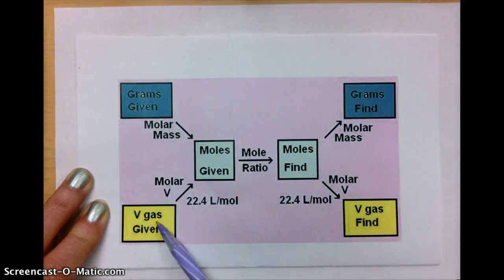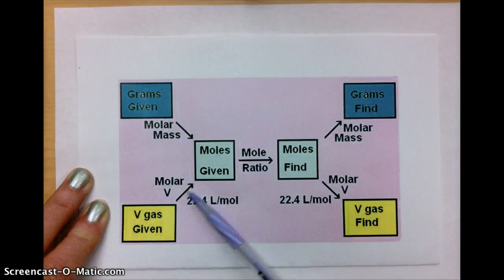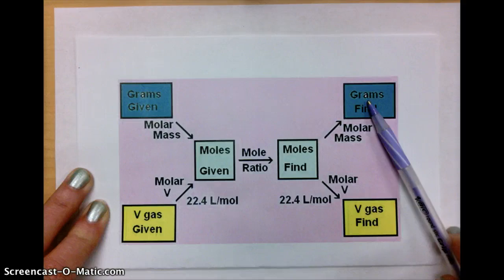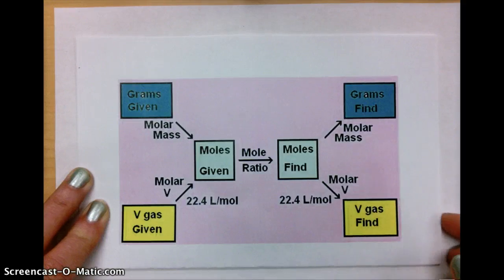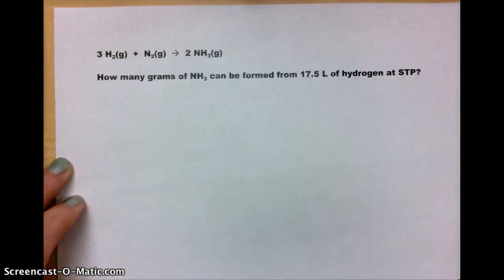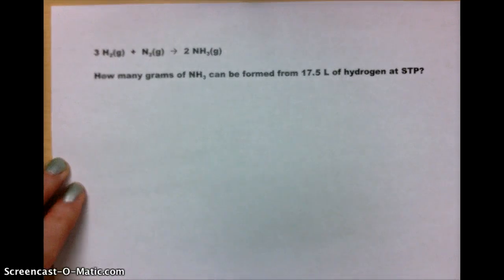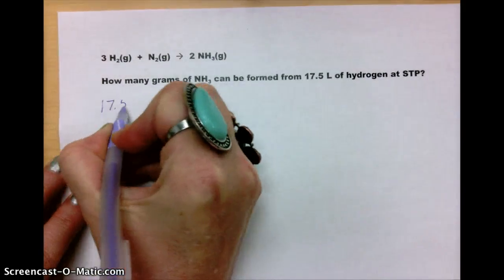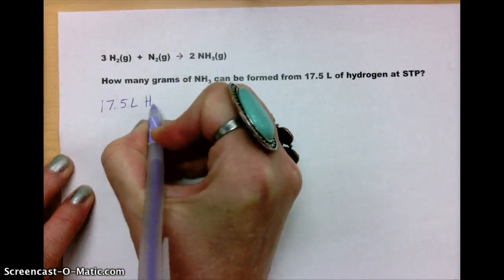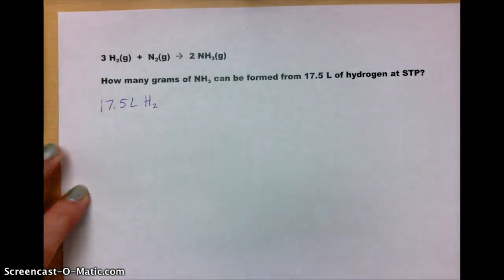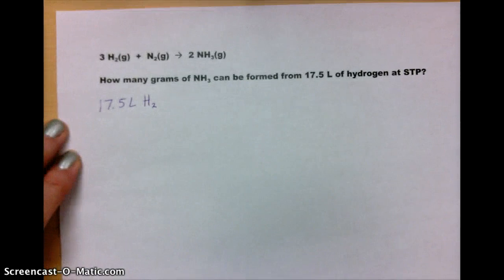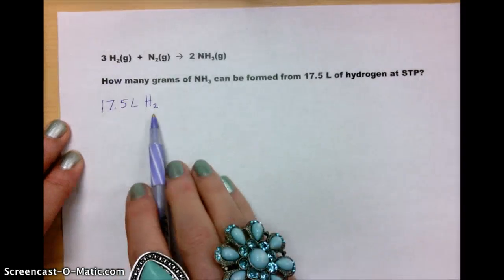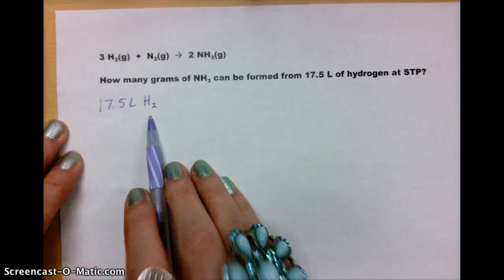So again, we are going to start down here with liters of a gas, convert to moles, and convert to grams. So this will be a 3-step typical stoichiometry problem. We always start with what we're given, and in this problem what we are given is 17.5 liters of hydrogen. Notice the 2 because hydrogen is one of our diatomics. So it is H2 in the balanced reaction, and I write H2 in my problem.